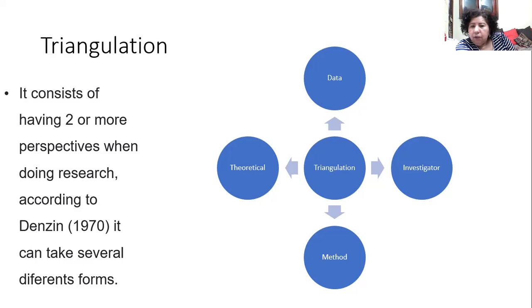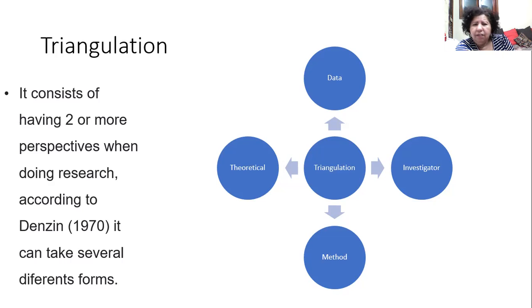About the method also, it implies that this triangulation can be presented or processed in a way that we can do a lot of different techniques or apply techniques and use, for example, observation or do interviews and also apply surveys. So it's not only one method, but we can use different ones to have this better information.